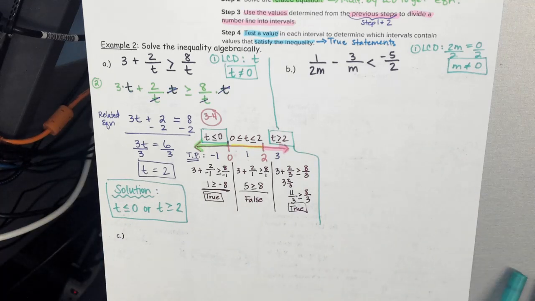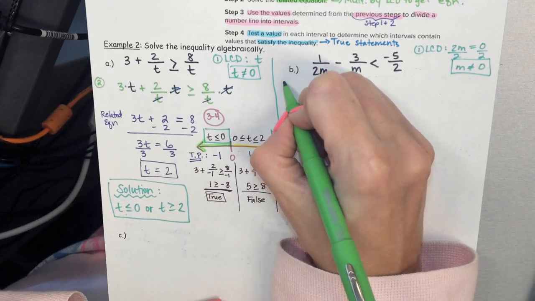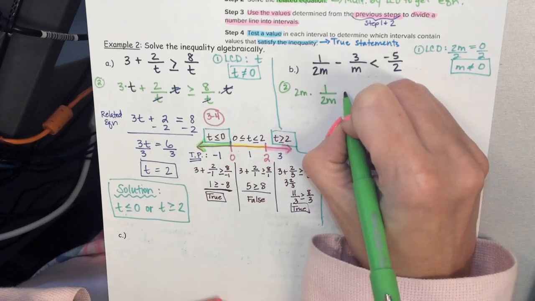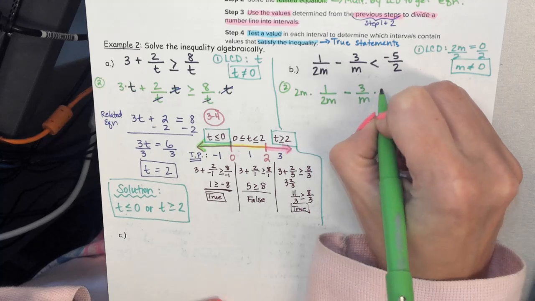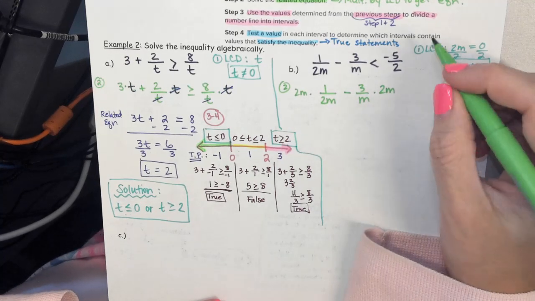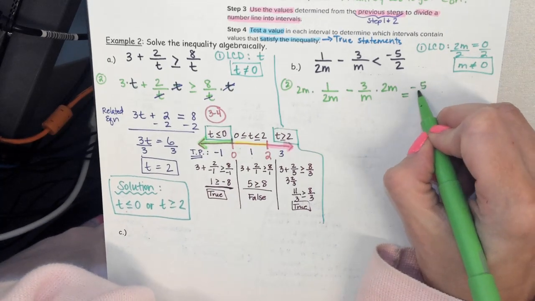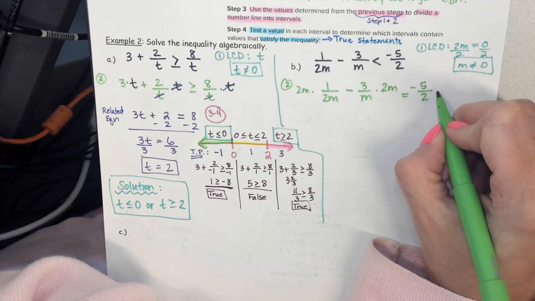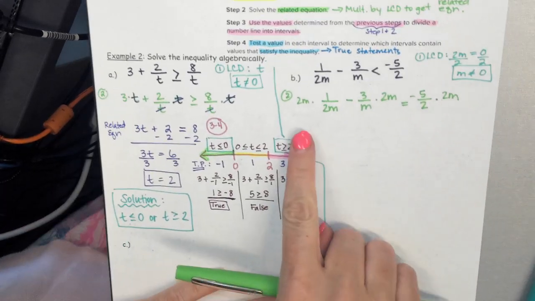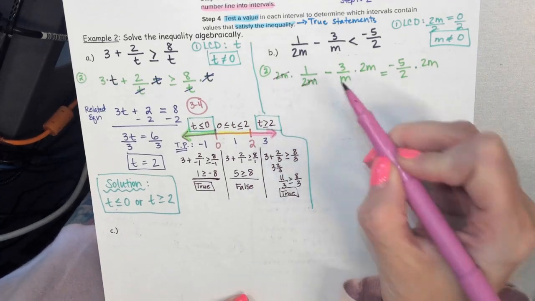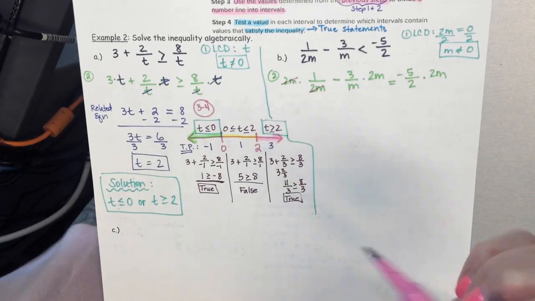Okay, and then I asked you to do the second step, which is just multiplying everything by 2m. So when you're doing that, it's 2m times 1 over 2m minus, and then I always put this one first. It doesn't matter if you do the times first or not. And you can make this into your related equation. That is fine. If you do it in this step or the next step, doesn't matter. I just want you to have everything multiplied by 2m so that you can do your cancellation. So the 2m cancels out with this 2m, so you're left with the 1.